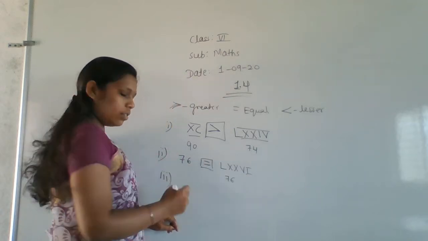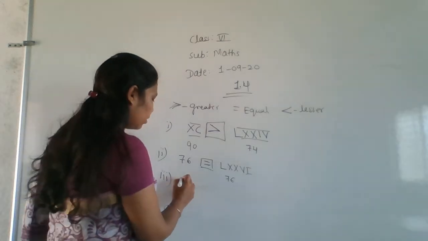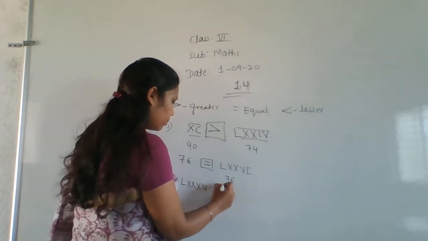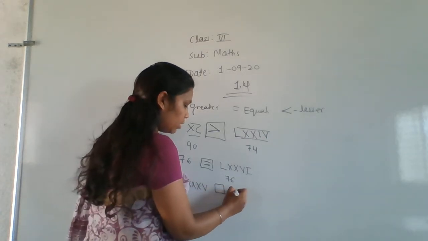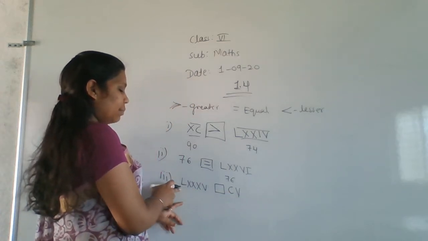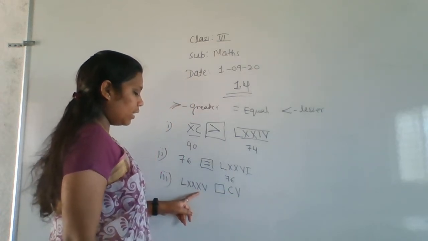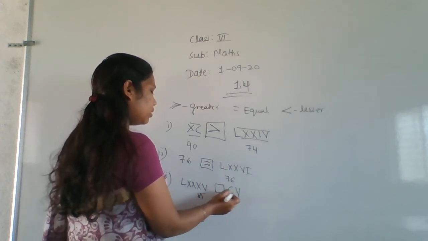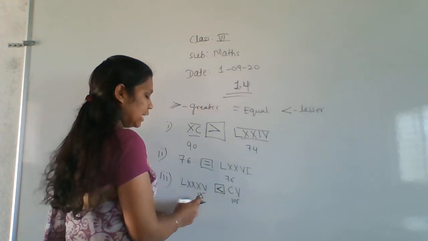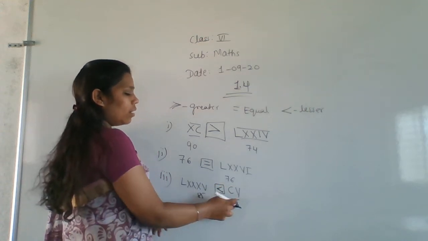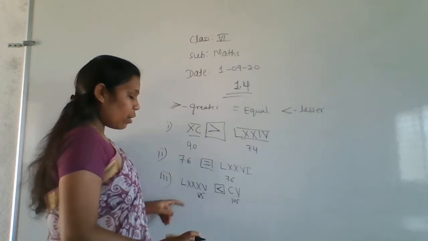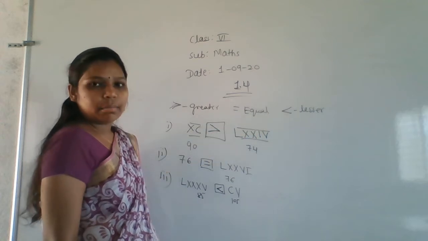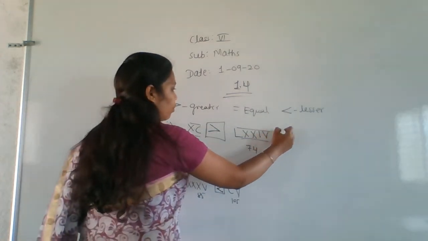Third one here. L, X, X, X, V and C, V. Here L means 50, 60, 70, 80. This is 85, and here 105. So 85 is lesser than 105, because this is smaller, right? So it is a lesser value, and we have to use that symbol. Okay. So next we go for the fourth one.